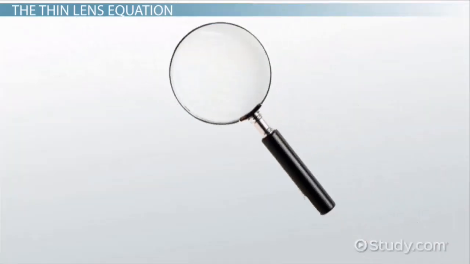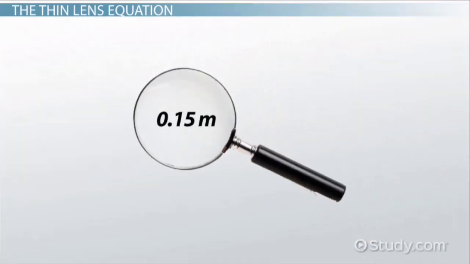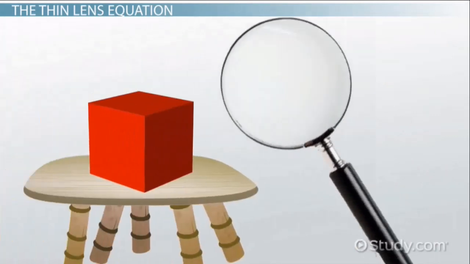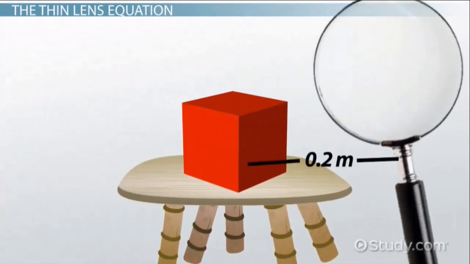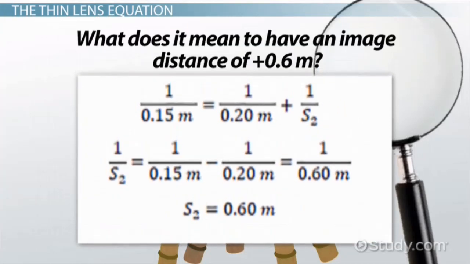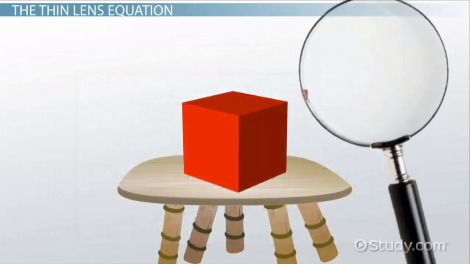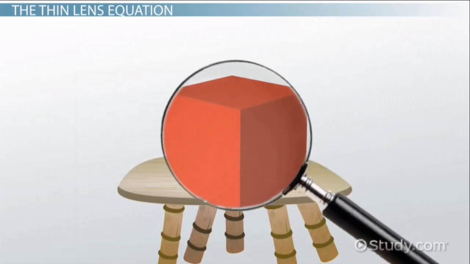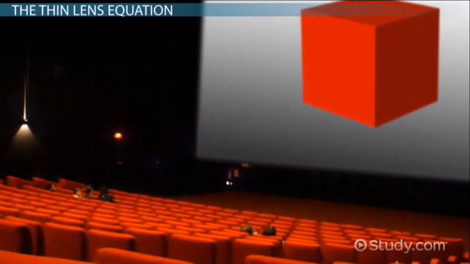First, let's take a lens with a focal length of 0.15 meters and place an object 0.2 meters in front of it. What type of image will be formed, and where will the image be located? Use the thin lens equation to find the image distance, S2. What does it mean to have an image distance of plus 0.6 meters? Since the image distance is positive, the image is real and on the opposite side of the lens from the object. This is the type of image that could be projected on a screen.